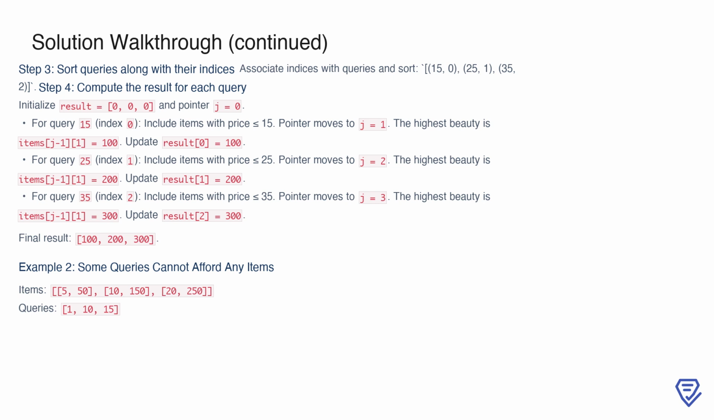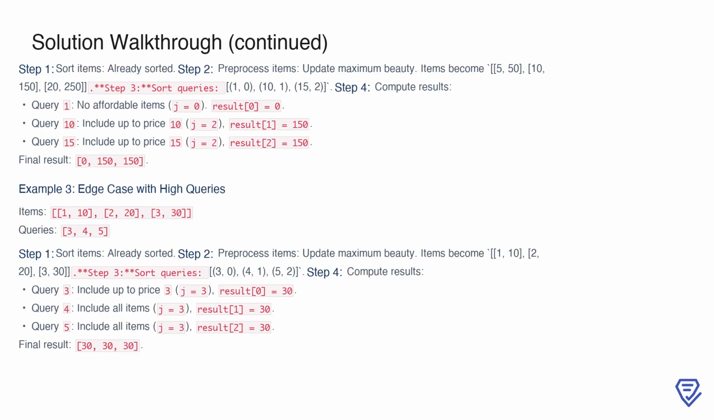For the third query, price 35, we include items with prices up to 35. The pointer moves to j equals 3, and the highest beauty is 300. We update result 2 equals 300. The final result for this example is 100, 200, 300. In the next example, some queries cannot afford any items.